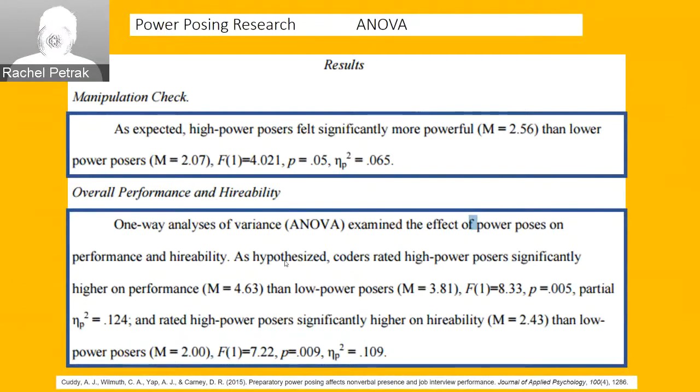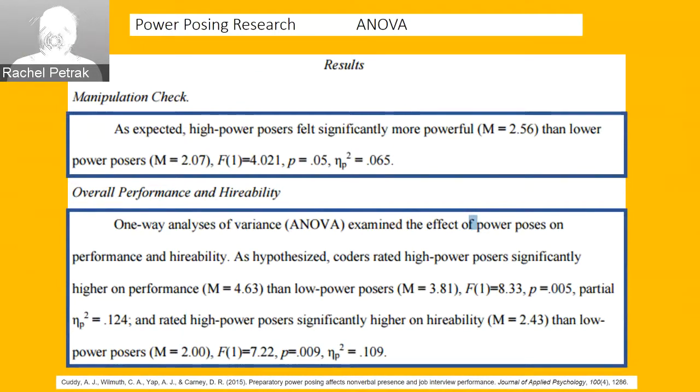And they further tested the overall performance and hireability. To give you a little preview of what an analysis of variance does, it's essentially a test where you've got a nominal independent variable and an interval level outcome variable that's normally distributed, and it tells you if there's a difference between your groups. That's an extremely brief summary of an analysis of variance, or ANOVA, test.